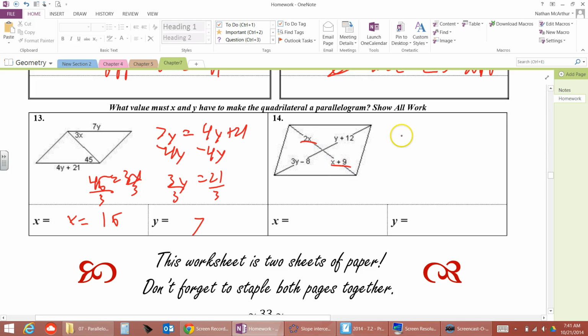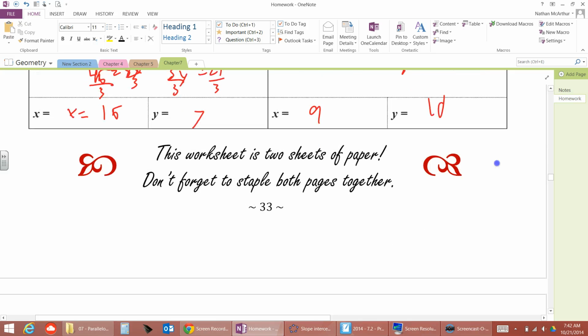All right, over here, it is a parallelogram, therefore the diagonals bisect each other. So 2x equals x plus 9. So that means that x equals 9. Here we have 3y minus 8, y plus 12. That gets me to 20, y equals 10. Again, show all your work. 2x equals x plus 9, and 3y minus 8 equals y plus 12. You do all your algebra and you're fine.